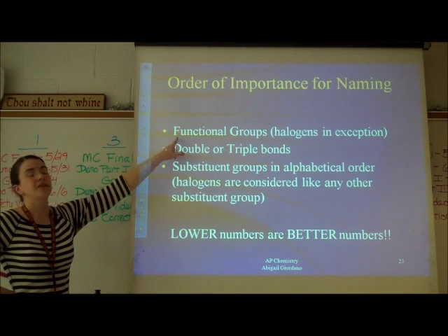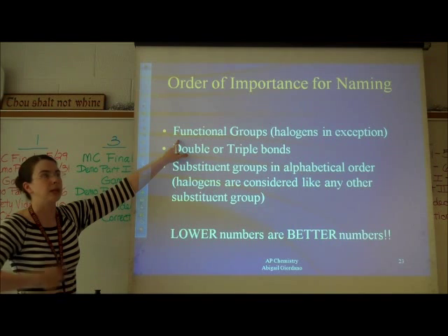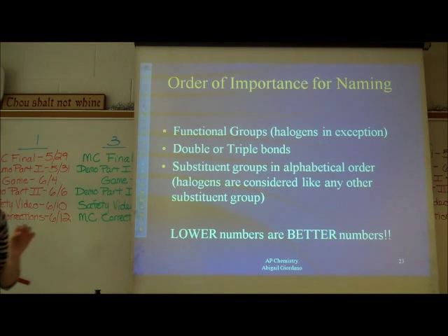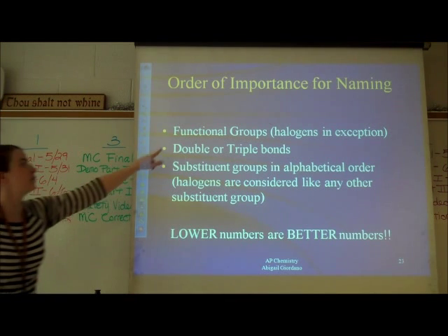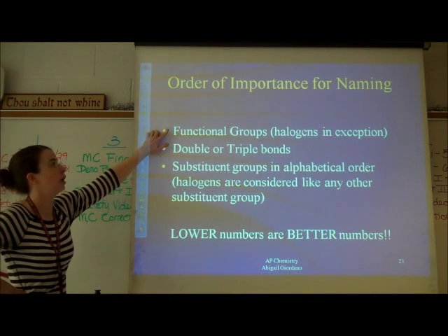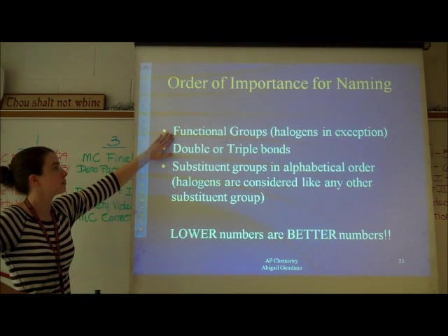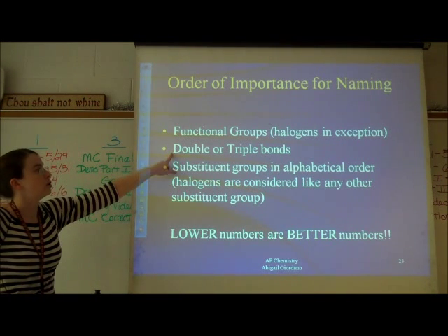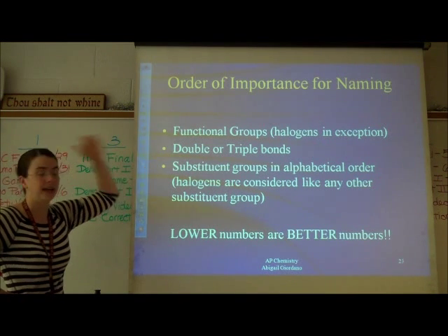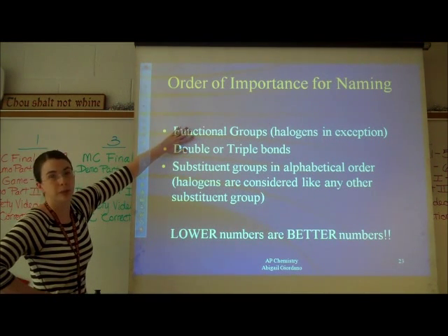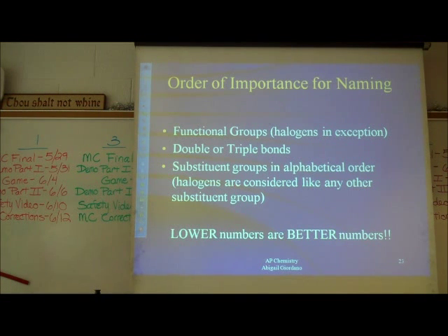Well, folks, if you see a functional group, like an alcohol, an amine, an aldehyde, a ketone, that is number one in importance for having a low number. If you see a functional group, that is going to determine how you number your carbons, because it has got to have the lowest number carbon it can. If you don't have a functional group, then you need to think, okay, do I have a double or triple bond? If you do, then that needs to have the lowest number carbon. If you don't have a functional group or a multiple bond, then all you have to worry about are your substituents. You want the lowest numbers you can get.